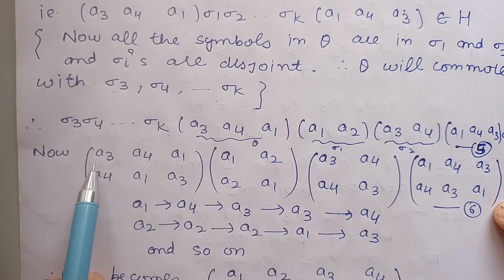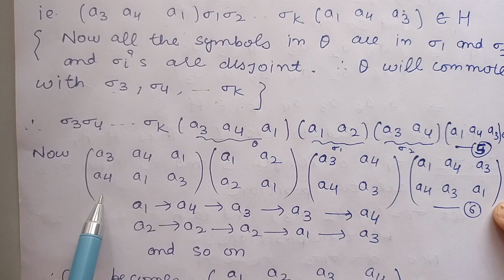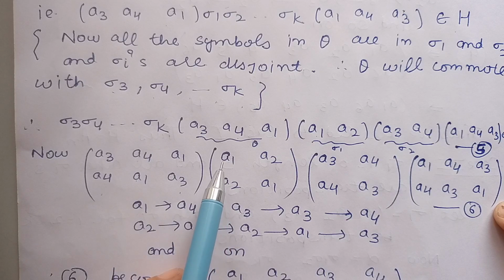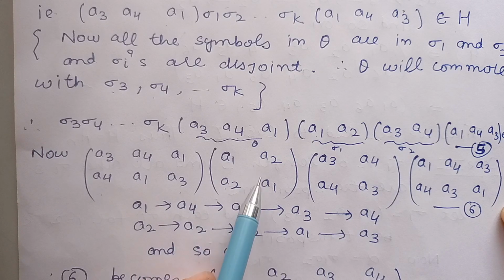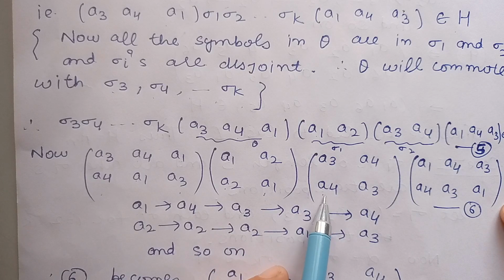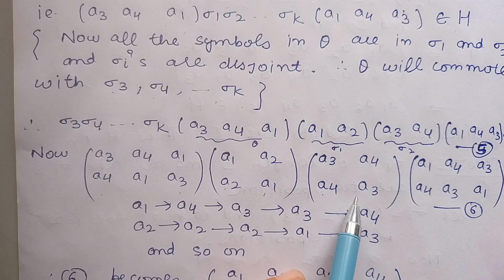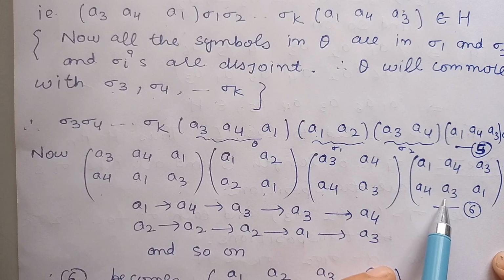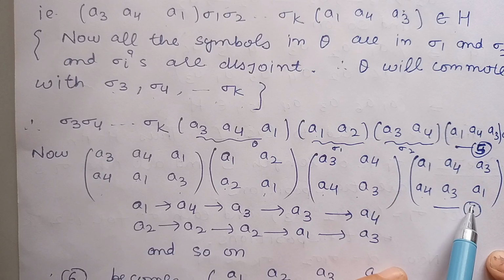Now in the first cycle theta, a3 goes to a4, a4 goes to a1 and a1 goes to a3. Here in the second cycle a1 goes to a2 and a2 goes to a1. In the third cycle a3 goes to a4 and a4 goes to a3. In the last cycle, a1 goes to a4, a4 goes to a3 and a3 goes to a1.